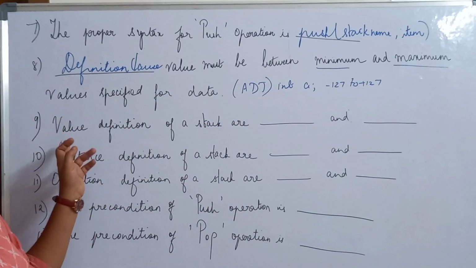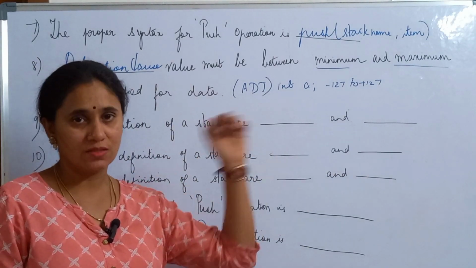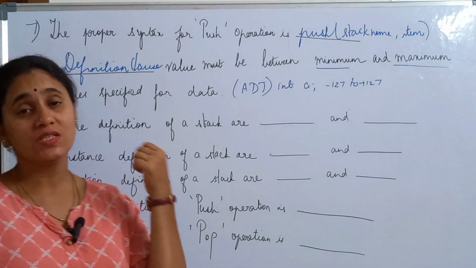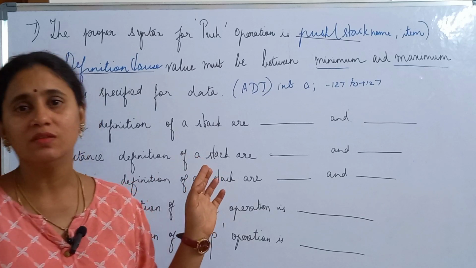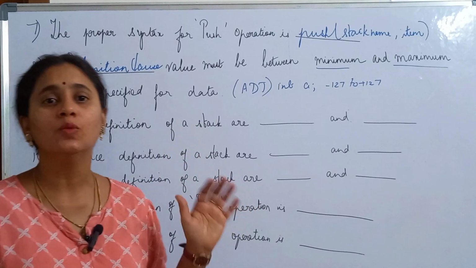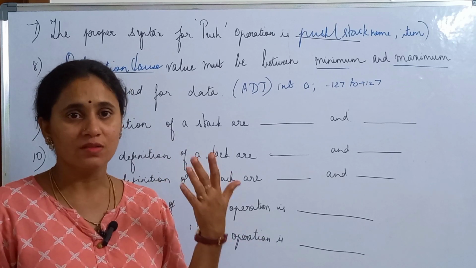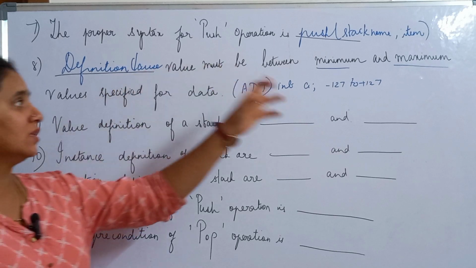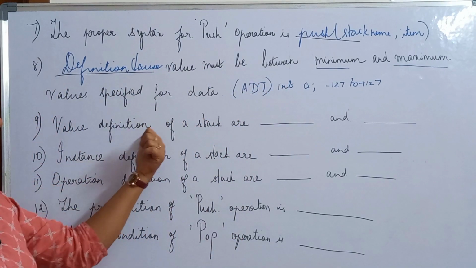So next question is, the value definition of a stack are dash and dash. So what is this value definition? This we have discussed in abstract data type. So what is the value definition? It is going to check whether the proper values with the proper data types are entered into the system. That is what we discussed in the definition clause and condition clause. So these two types will come under this value definition.